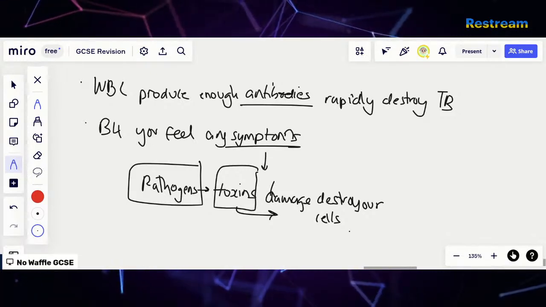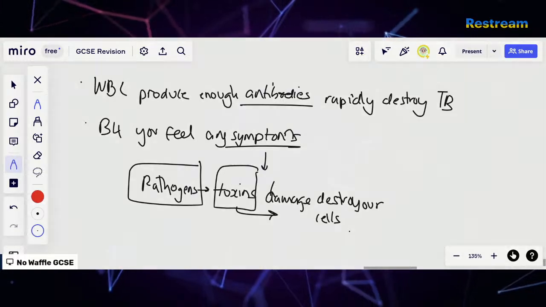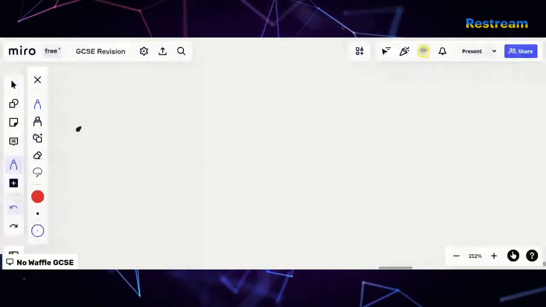Let's move on to the next question. So, describe how plants become infected with rose disease. So this is talking about the transmission of plant fungal diseases.